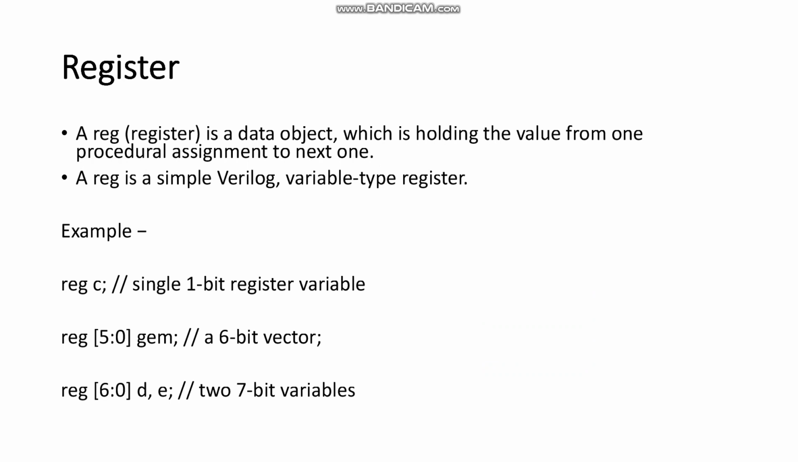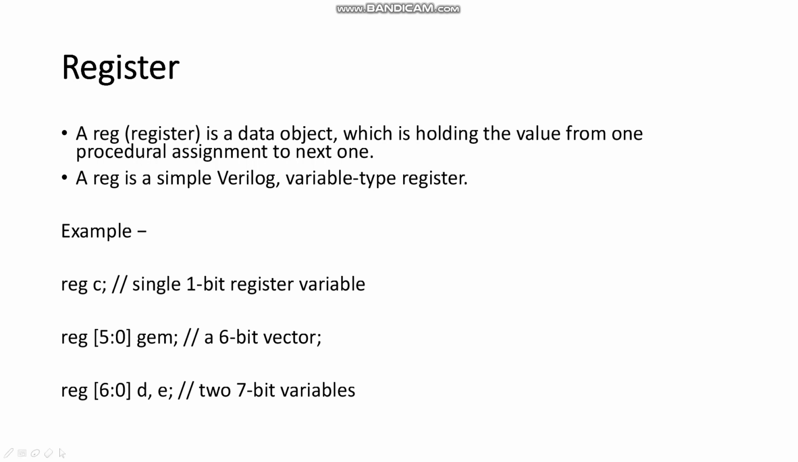Next is the register data type. The register data type, as I told you, is a variable data type. The keyword we use is reg. reg is a keyword to represent the data type. It can hold a value from one procedural assignment to the next.